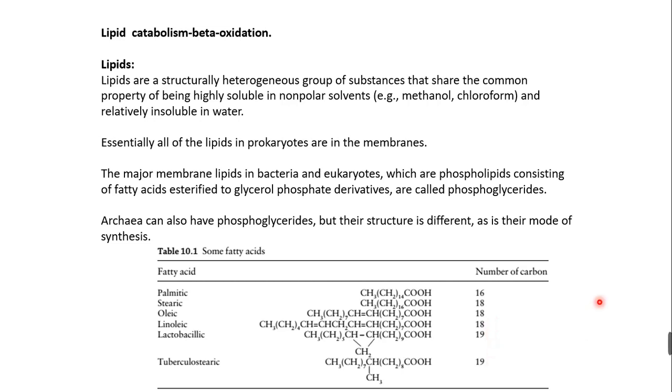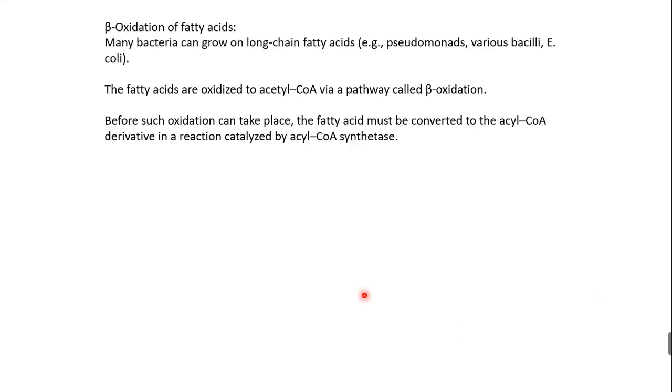Next, coming to the beta oxidation of fatty acids. Many bacteria can grow on long chain fatty acids, for example Pseudomonas, most of the Bacillus, and E. coli also. The long chain fatty acids should be hydrolyzed or further shortened to produce the 2-carbon monomer, that is acetyl coenzyme A. So the fatty acids are oxidized to acetyl coenzyme A via the pathway called beta oxidation.